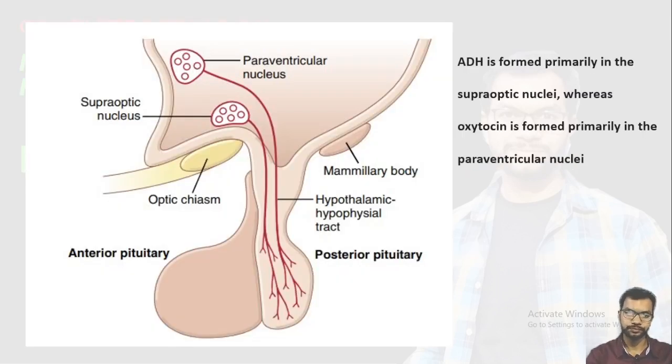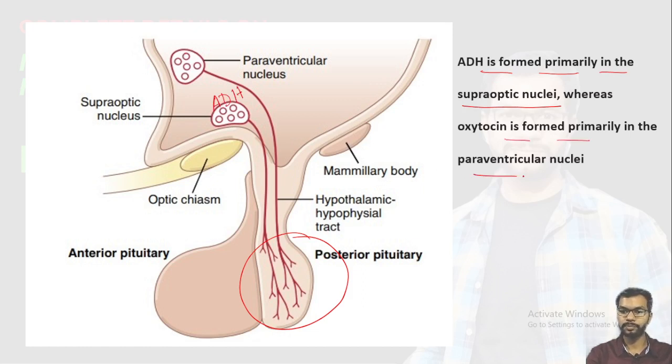So see here, this is the posterior pituitary, and the hormone ADH is primarily from the supraoptic nuclei. So ADH will be synthesized here, and oxytocin is primarily from the paraventricular nucleus. So oxytocin is synthesized here. After synthesis of oxytocin and ADH in the paraventricular and supraoptic nuclei, it comes down to the posterior pituitary, and from the posterior pituitary it is extruded or secreted out.